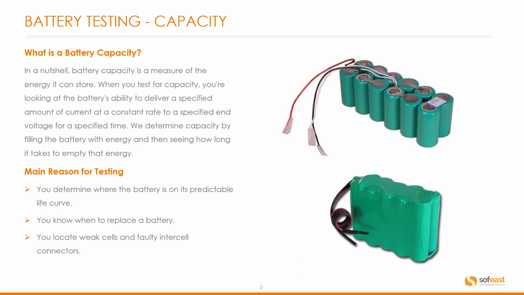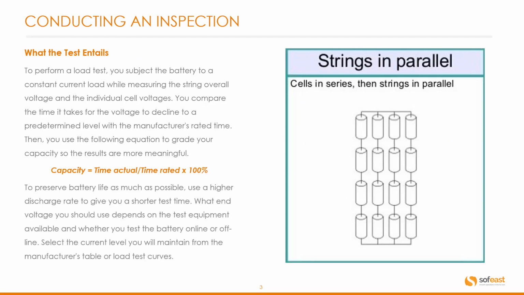Now, the main reasons for testing: you determine where the battery is on its predictable life curve, you know when to replace a battery, and you can locate weak cells and faulty intercell connections. So, conducting an inspection, let's have a look at what the test entails.